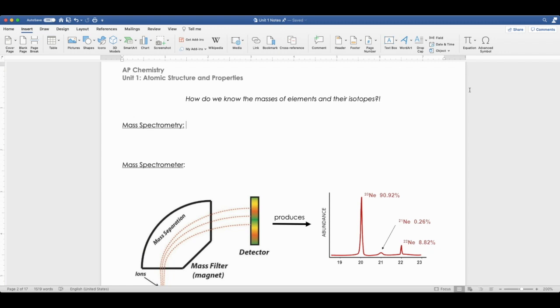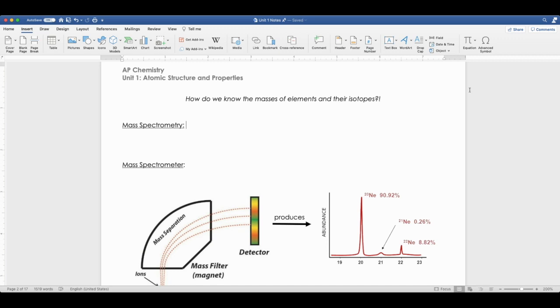And this video is all about mass spectrometry or mass spectroscopy. From what I understand, they're basically the same thing. I think one's more of an umbrella term for the other one. So mass spectrometry, what is it? This technique allows chemists to determine the masses of elements and their isotopes.